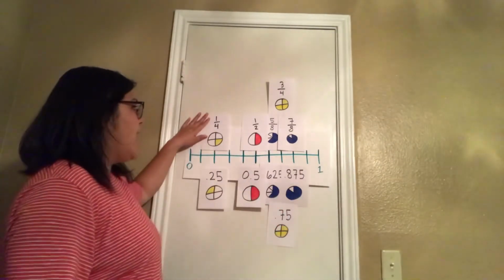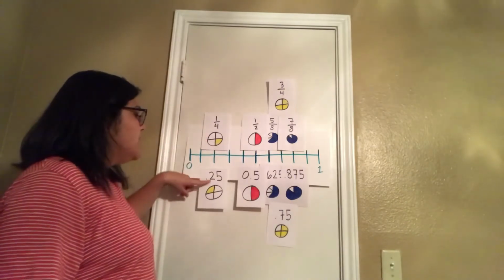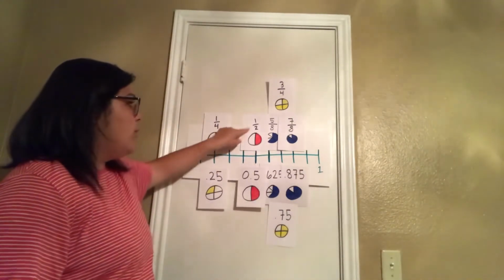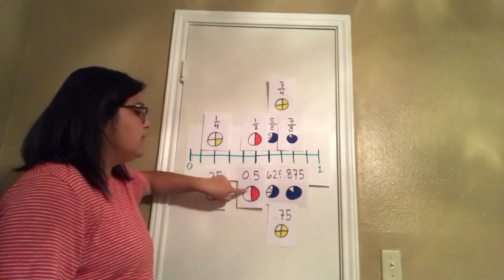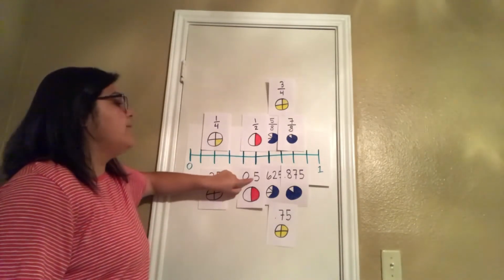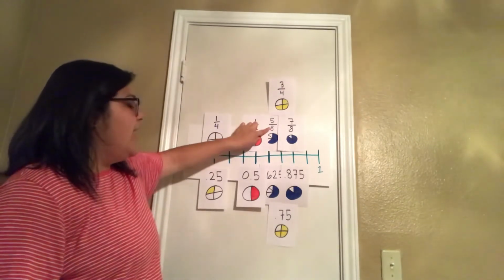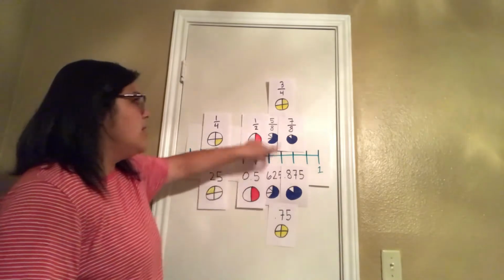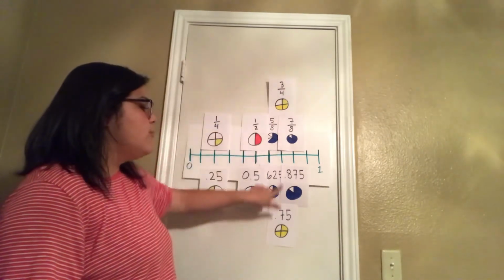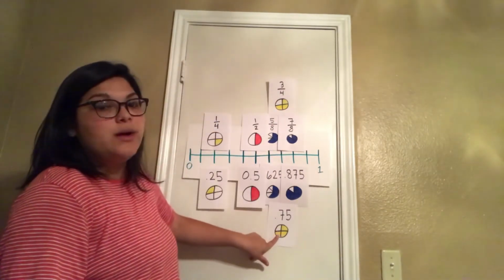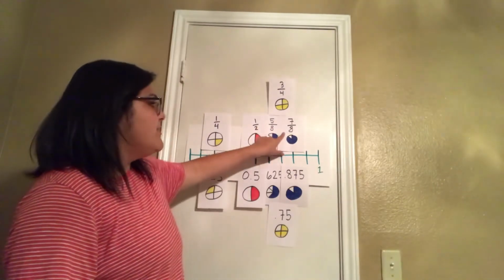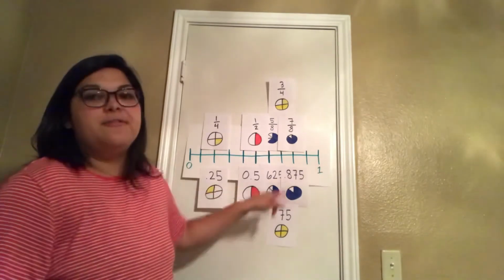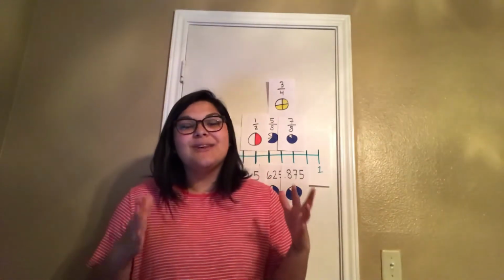So right here we have 1/4, and 1/4 is going to be equivalent to 0.25. We have 1/2, and 1/2 is going to be equivalent to 0.5. We have 5/8, and 5/8 is going to be equivalent to 0.625. We have 3/4, and 3/4 will be equivalent to 0.75. We have 7/8, and that will be equivalent to 0.875.